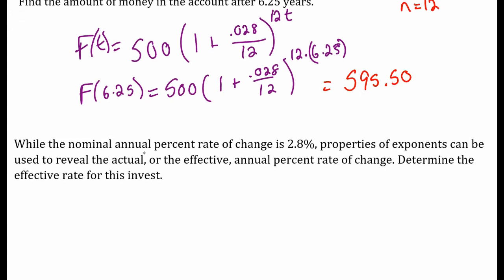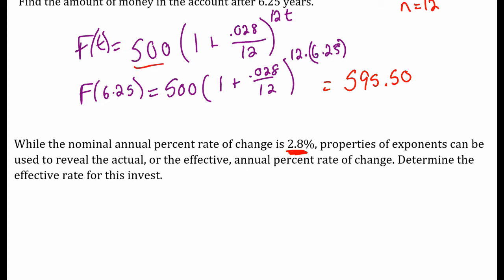While the nominal annual percent rate of change is 2.8%, that's the nominal annual interest rate. Nominal means in name only. When we're compounding monthly, we're not getting 2.8%. We're actually getting more than that. And properties of exponents can be used to reveal the actual or effective annual percent rate of change. Determine the effective rate for this investment.